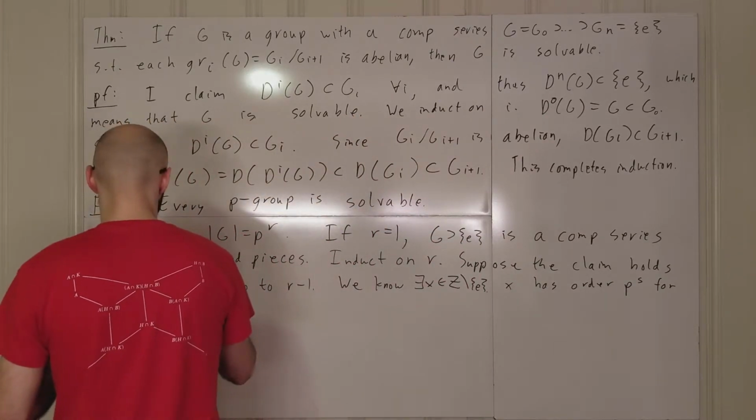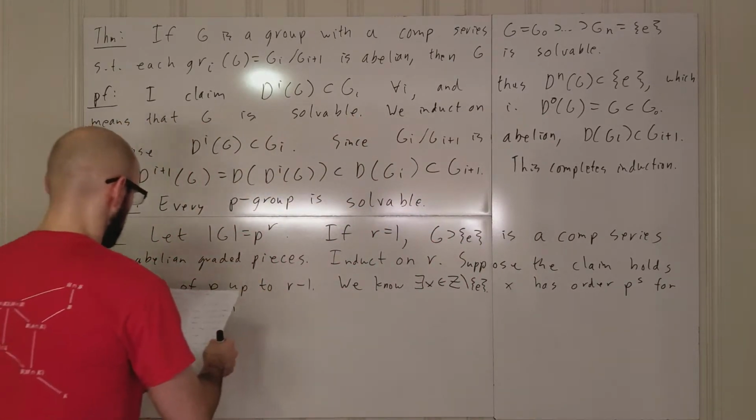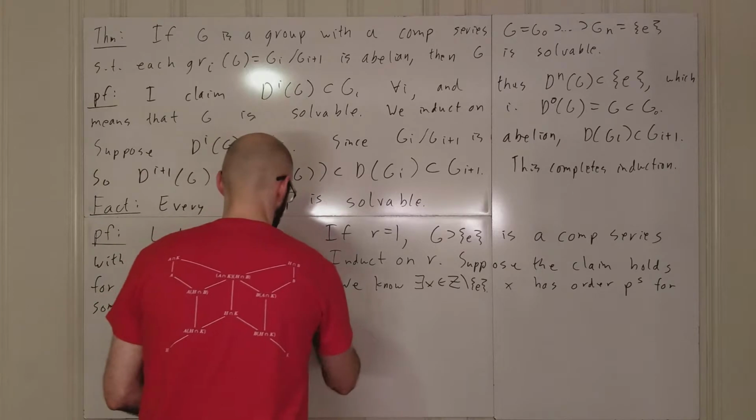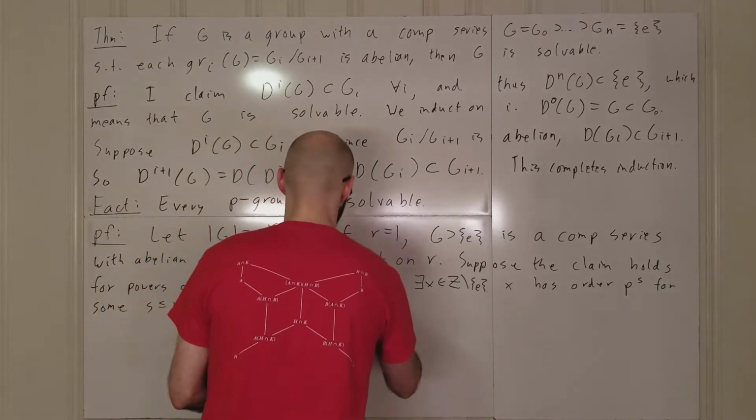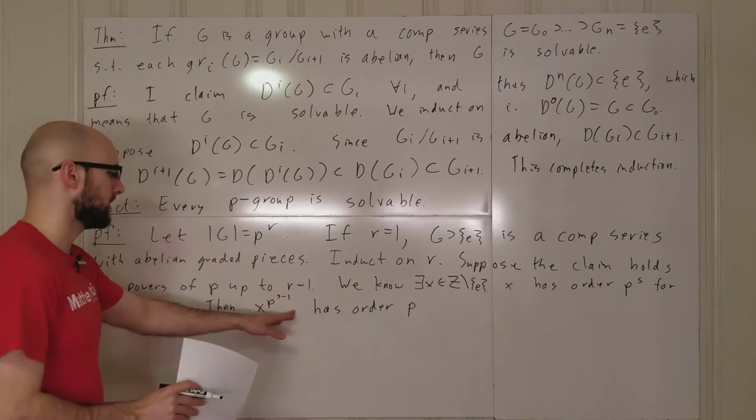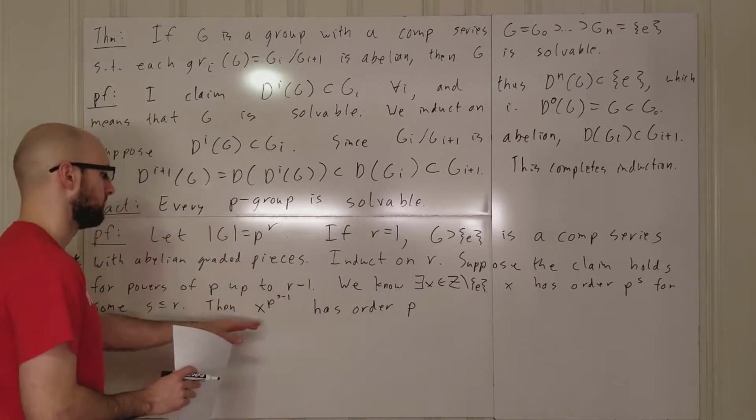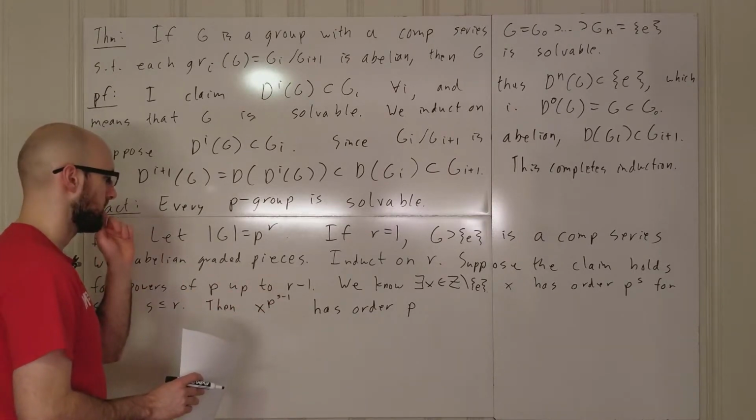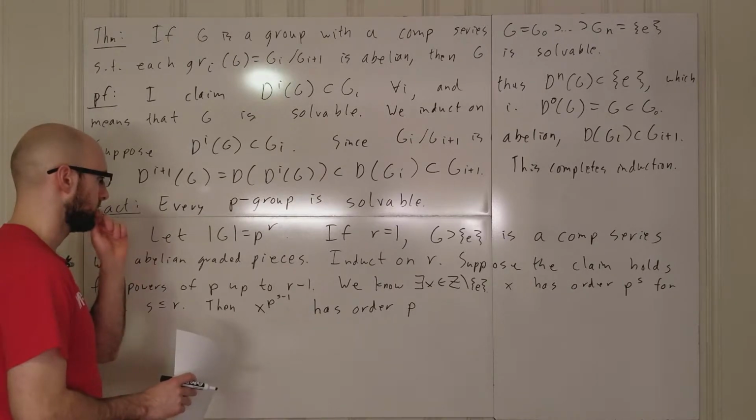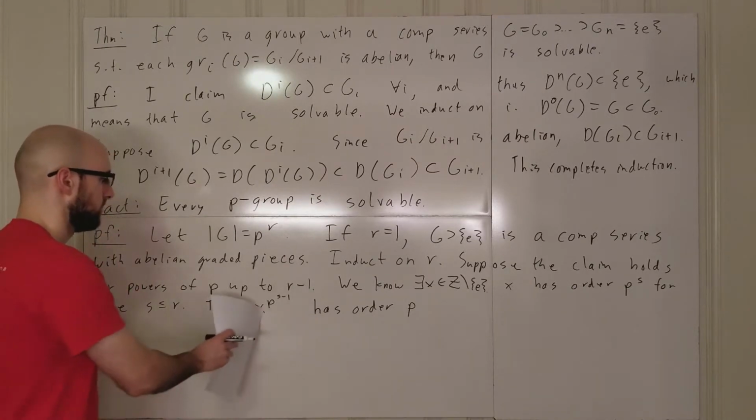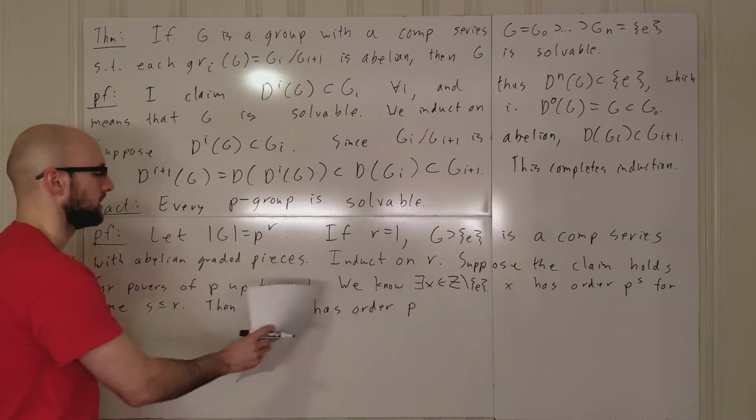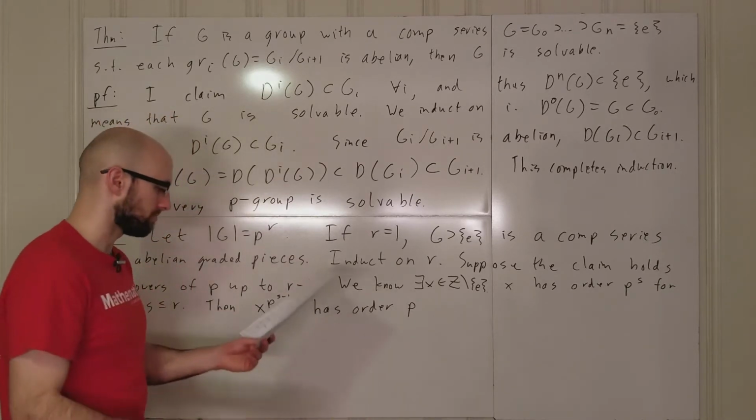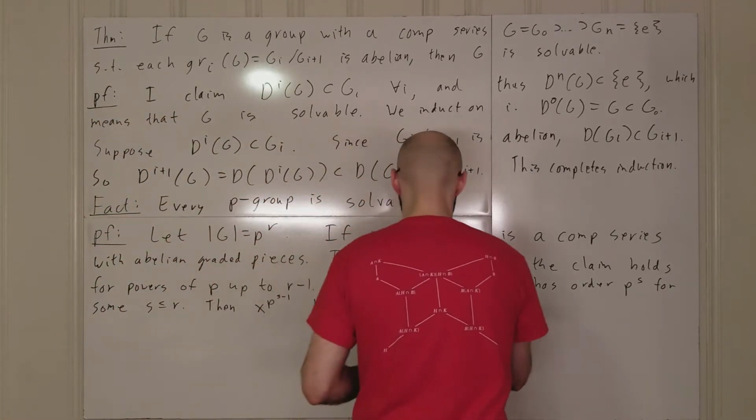Then x to the p to the s minus 1 has order p. Because if you raise this to the power of p, you're going to get x to the p to the s, and the order of x is p to the s, which means that x to the p to the s is trivial, or is the identity element. So this has order p.